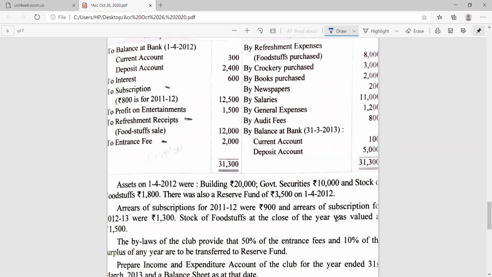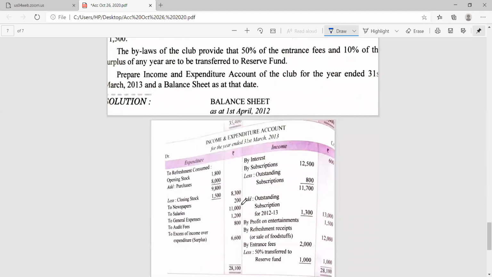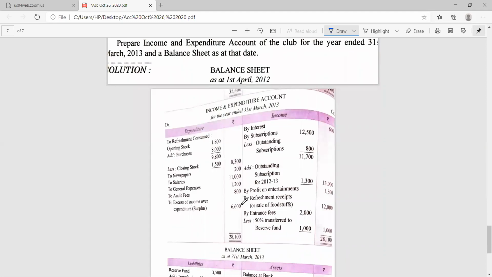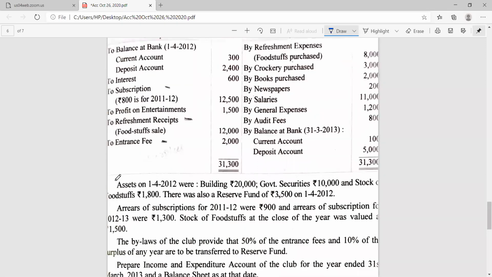What is the stock? Stock of foodstuff is there. It is not the stock of stationery or whatever. Any kind of stock can be there; it depends on the nature of the business. And per the bylaws, the club provides 50% of the entrance fees and 10% of the surplus of any year is to be transferred to the reserve fund. This is also one of the new points that you find in this question. See how to do it. We have to prepare the opening balance sheet first. It is very simple. Whatever the amounts are given over here, these are the amounts related to the opening date.